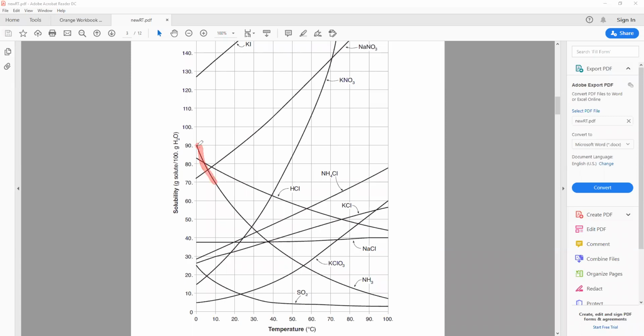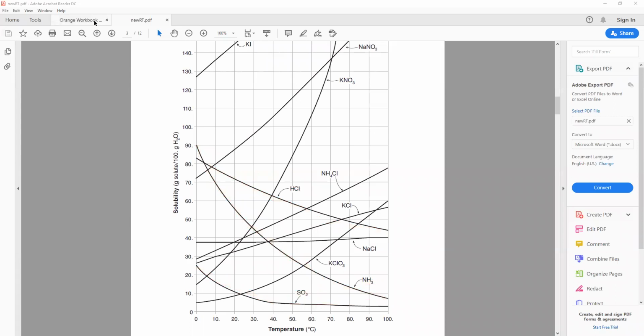So we see that it's this one. It's the SO2, NH3, and then the third one is the HCl, hydrogen chloride. So those are the only 3 that as the temperature increases, the solubility decreases, and all 3 are gases. So for all gases, as the temperature increases, the solubility decreases.